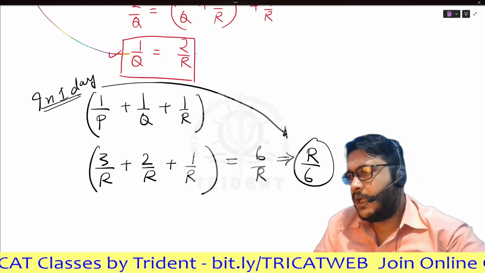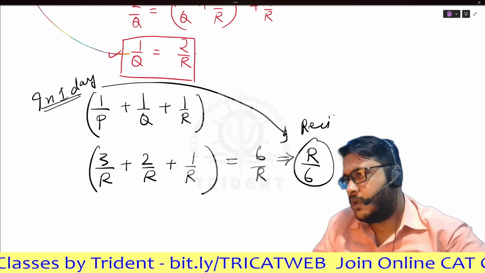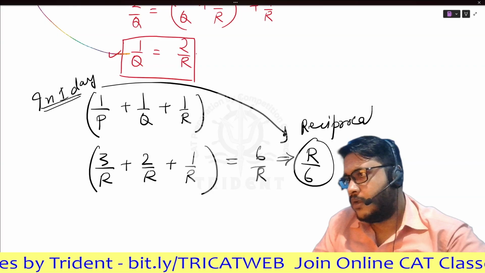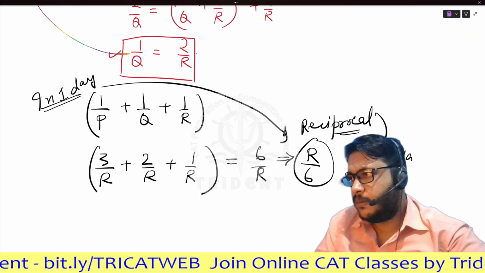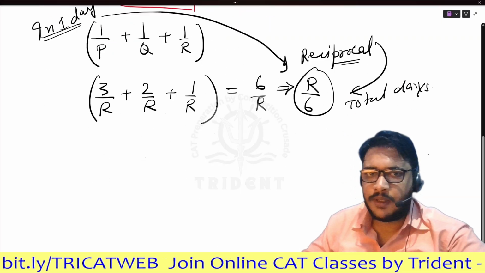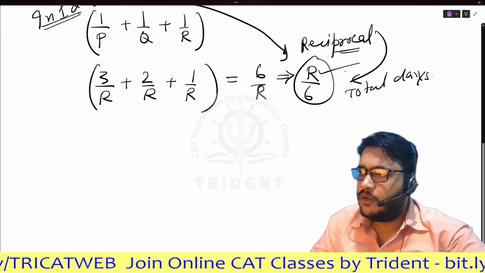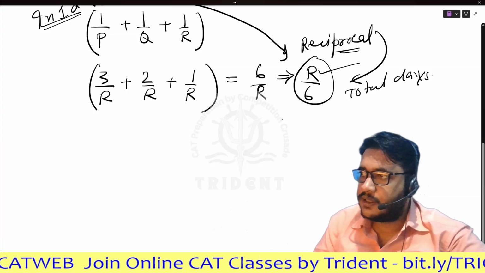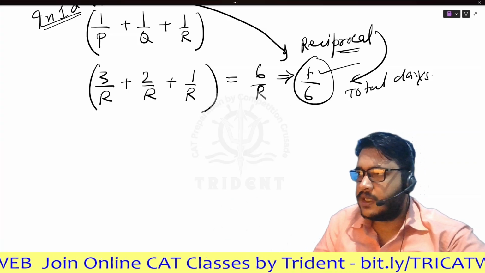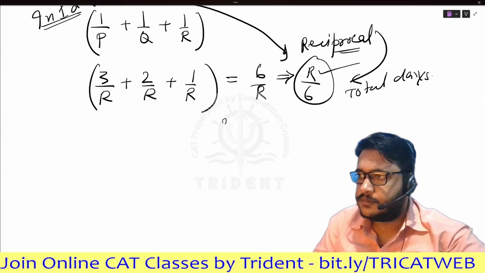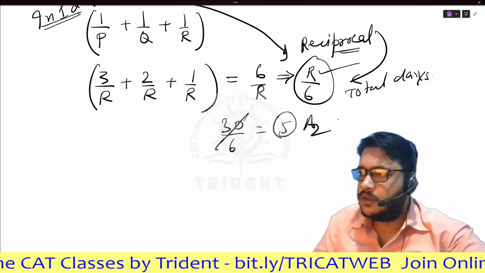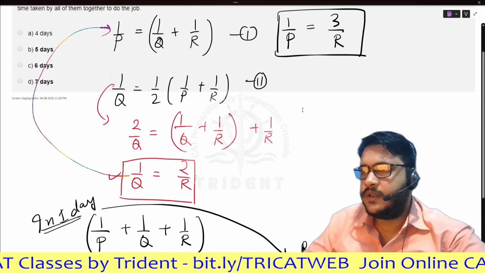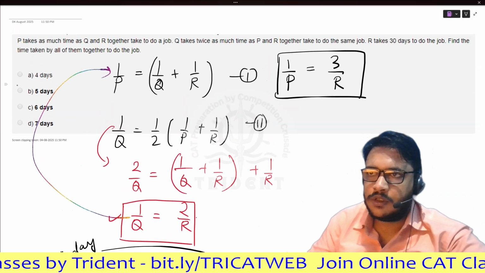And the reciprocal will give the total days, okay? Now the value of R we already know, that is 30 days R takes, so just substitute this as 30. So in all they take 5 days. All of them will take 5 days to finish off this work.